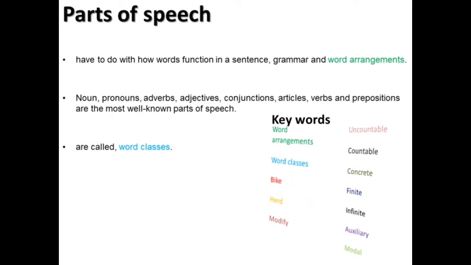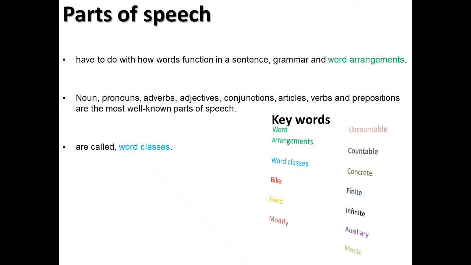Parts of speech. I want to know them today. I want to get to know what parts of speech are. Are you ready? Let's go. Parts of speech explained, right? We're looking at parts of speech. What exactly are parts of speech?